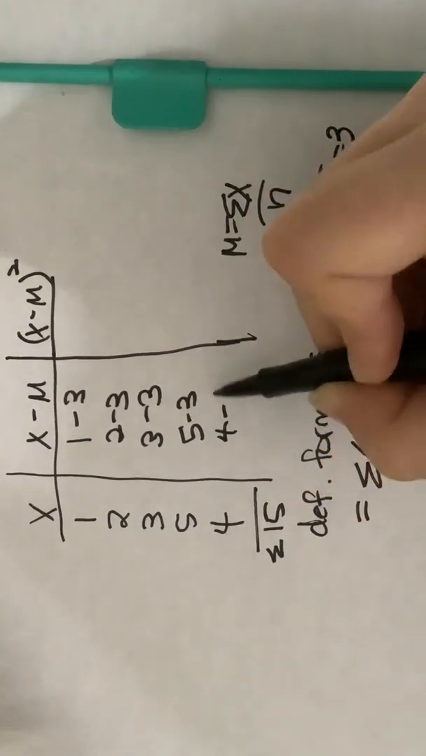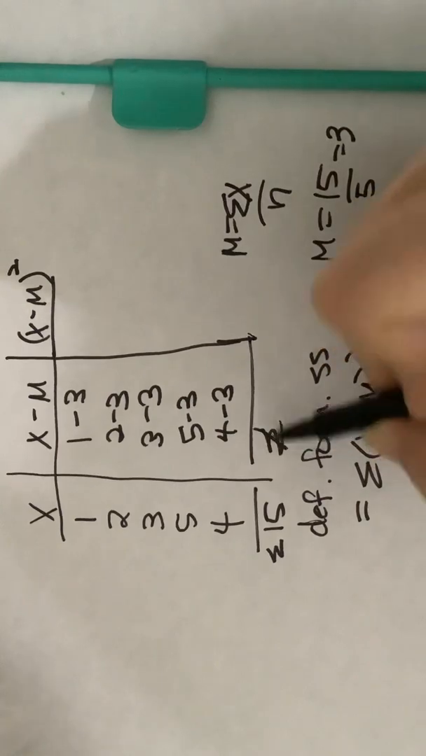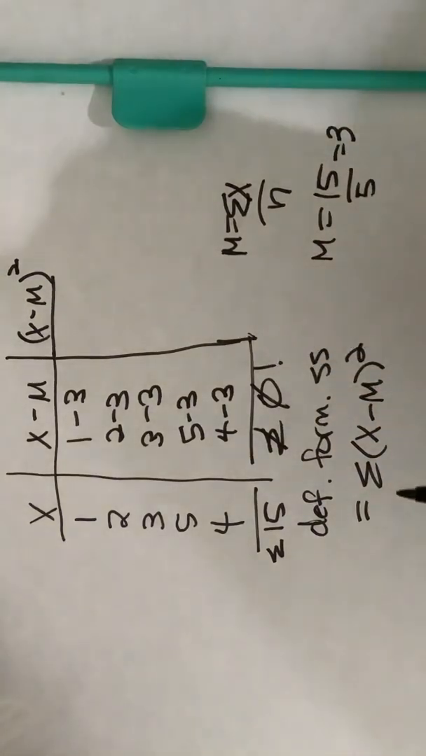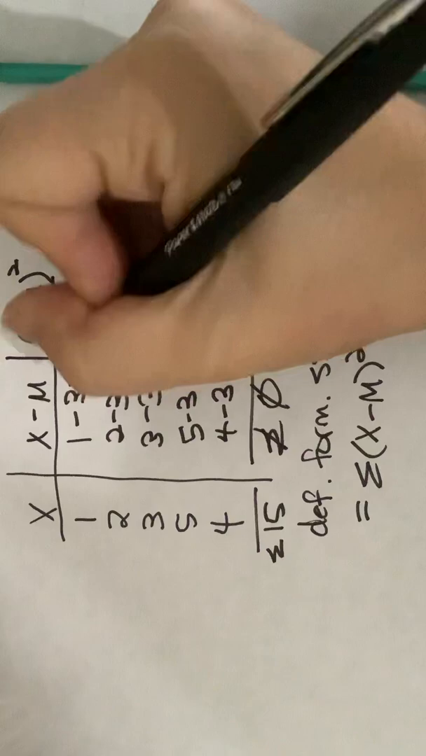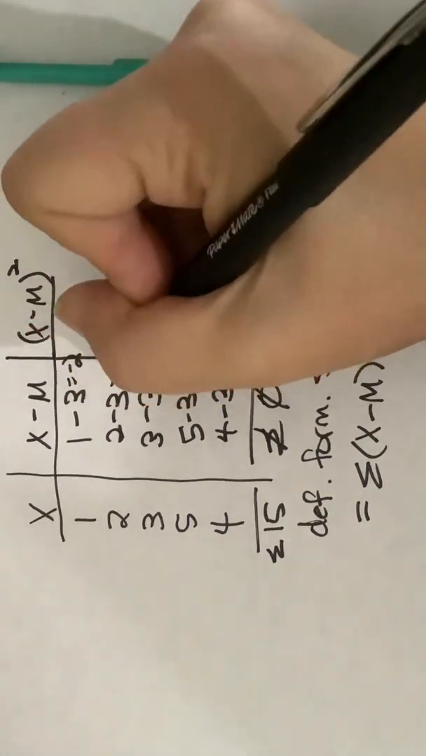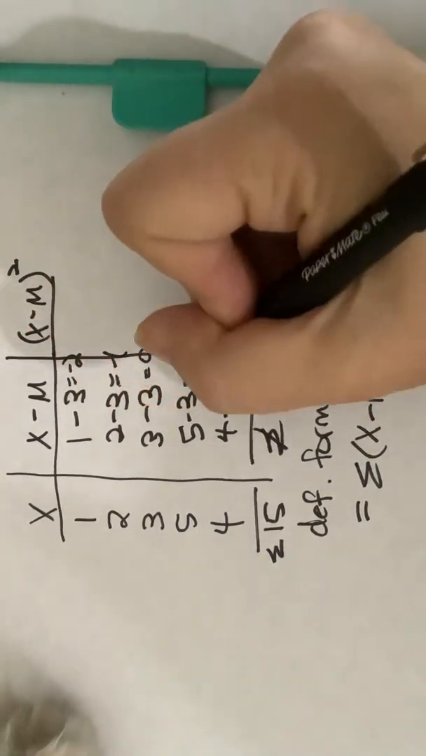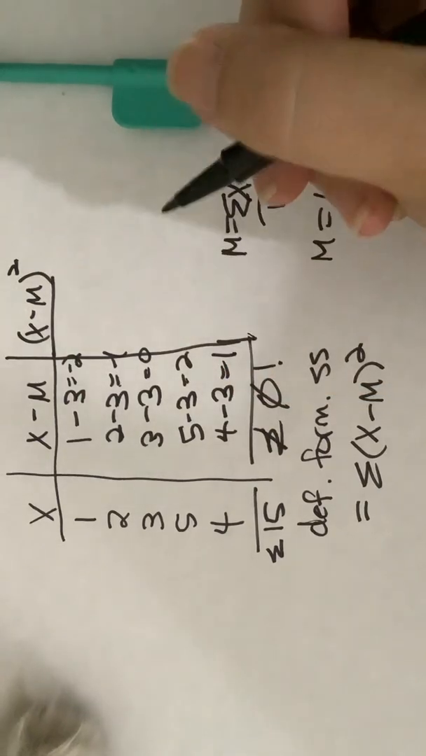And remember, the beauty of this is this should always sum to 0, right? So then we're going to figure that out. And that does sum to 0.